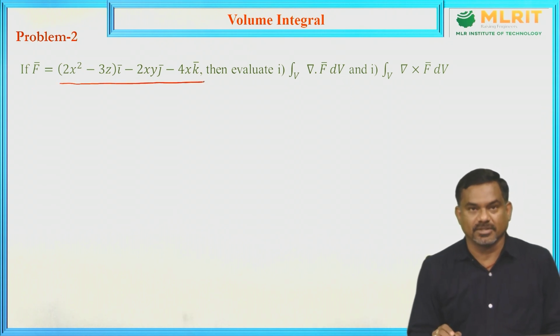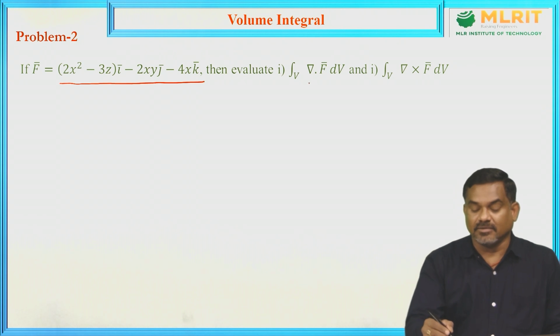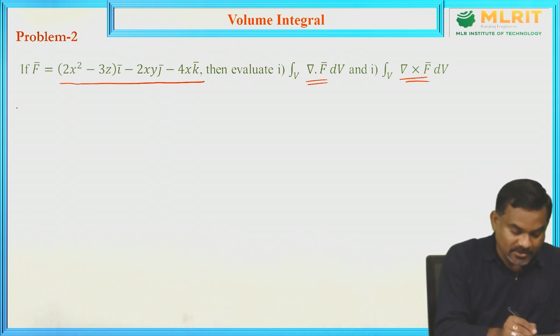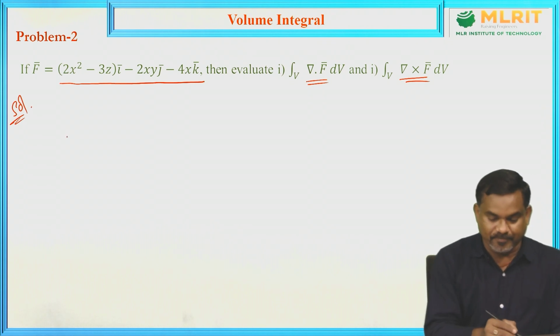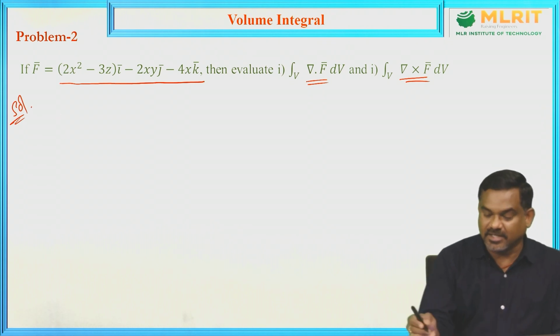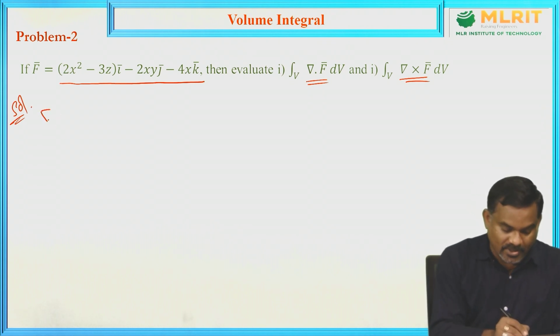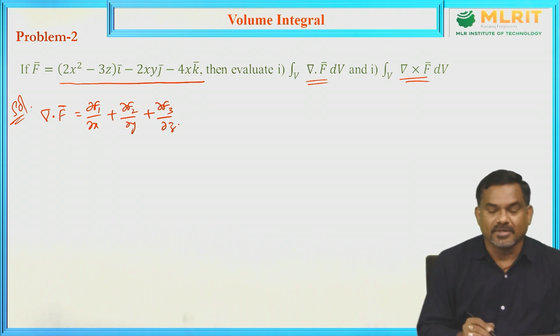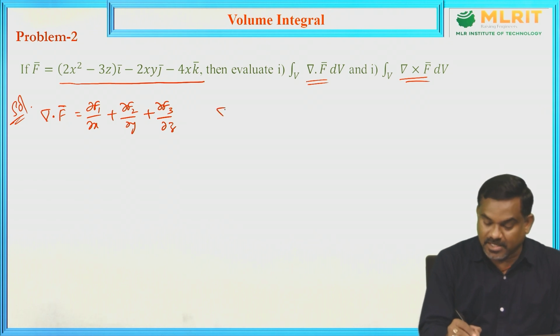minus 2xy j bar minus 4x k bar, then evaluate the first one del dot f bar and the second del cross f bar. So first let us calculate these two. What is this del dot f bar? The divergence of the vector, which is dou f1 by dou x plus dou f2 by dou y plus dou f3 by dou z. Similarly, what is del cross f bar?